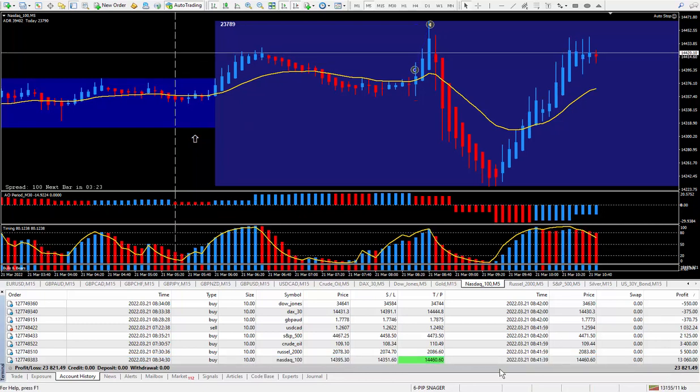So another great day of trading. Fantastic way to start off the week. I just added up all the pips and ticks. It worked out to 478, and those 478 ticks paid out $23,821.